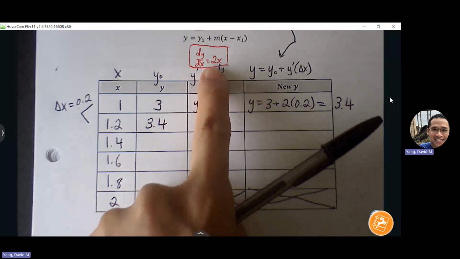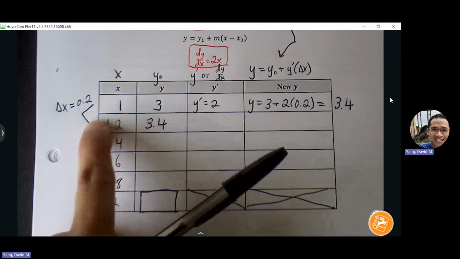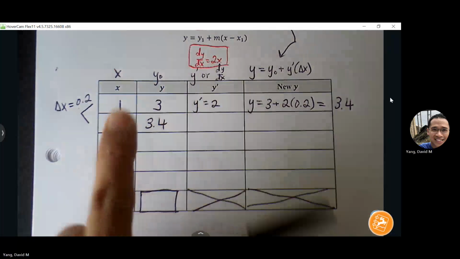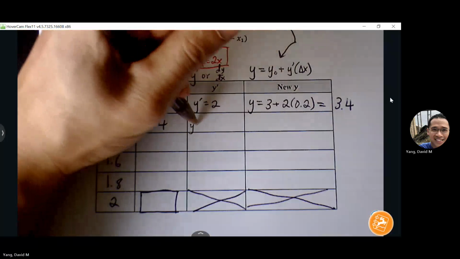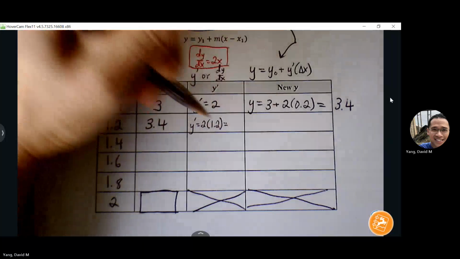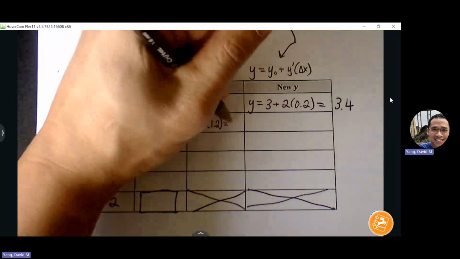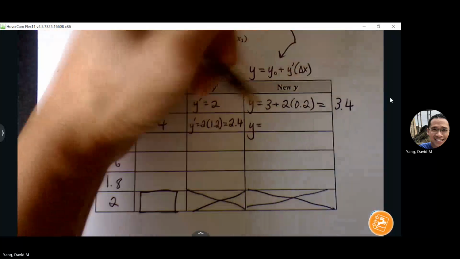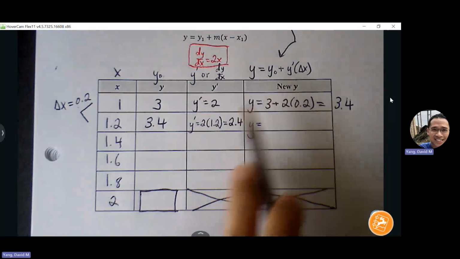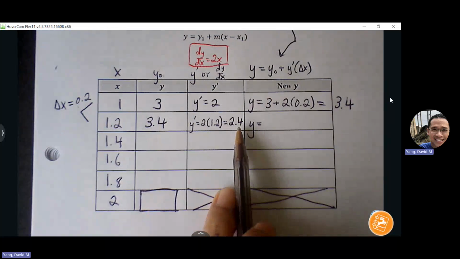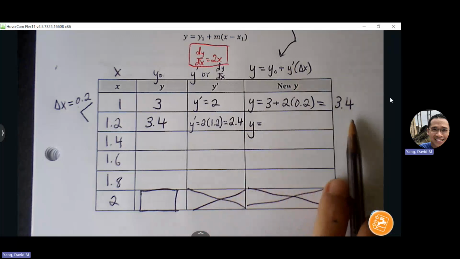Y prime or dy dx is 2x. Now we have a new x value to involve. My new slope at this point is 2.4. Then we go through the same process again. We take our y value that we're on, we find another slope at that point, along with the delta x to get to our new y value.